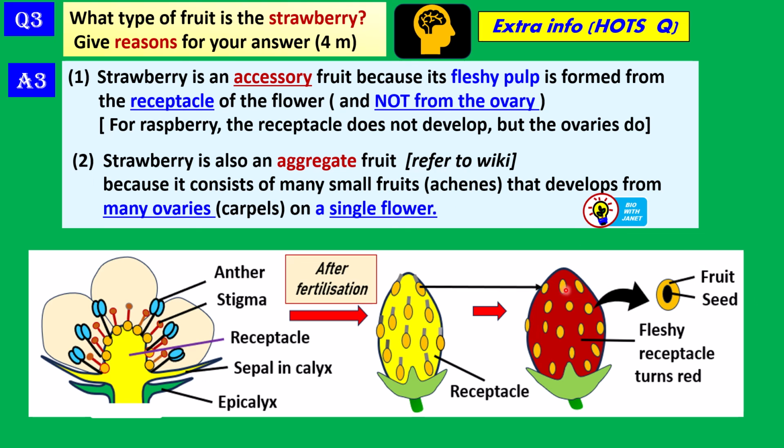All right, the orange parts here are formed from many ovaries. Okay, now each achene, or each fruit, is formed from one ovary. Okay, on a single flower. Okay, from a single flower. So it's an aggregate fruit too.